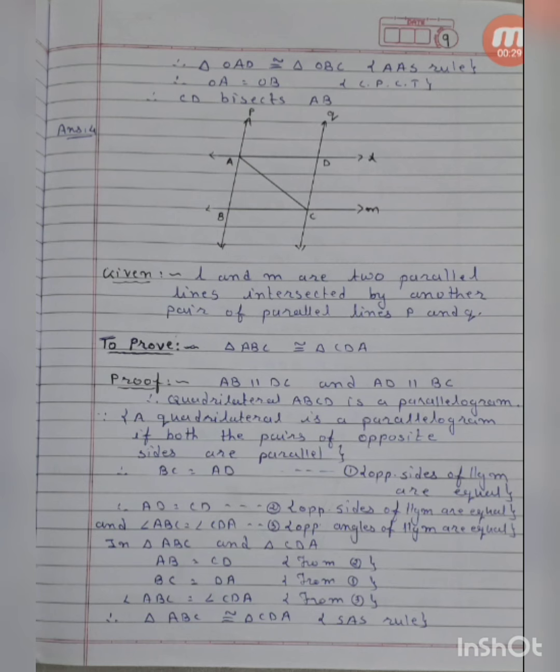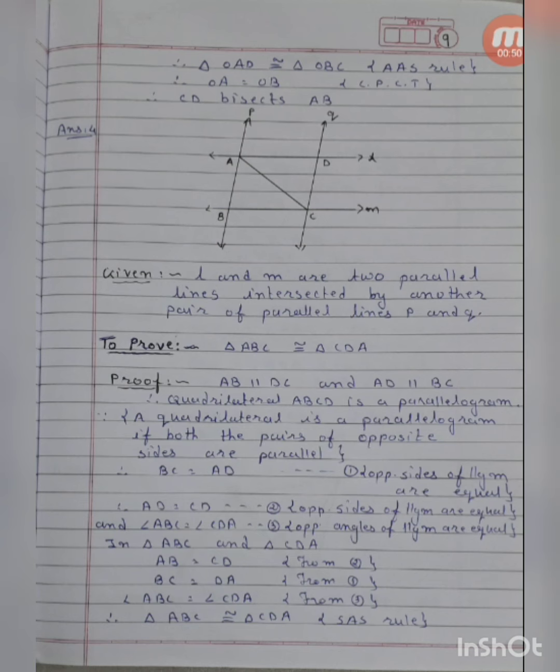Now, if you write the given and to prove from the question in the exam, you will get 1.5 marks. You may not be able to write the proof, but you can still get 1.5 marks for the given and to prove. So, in the exam, it is compulsory to write given and to prove.